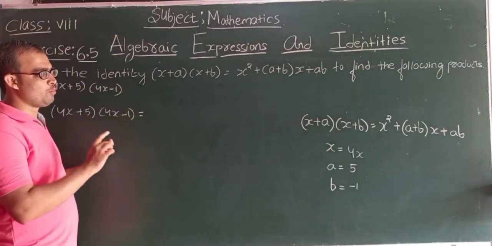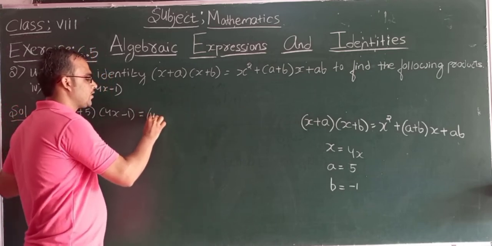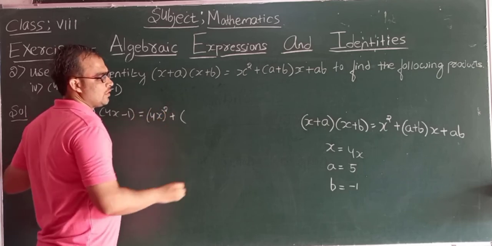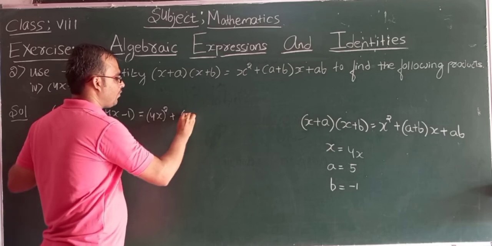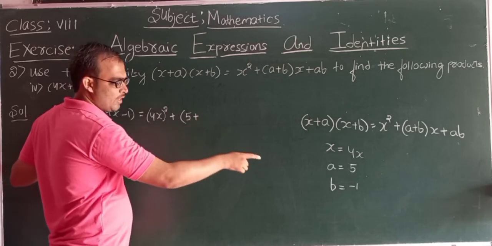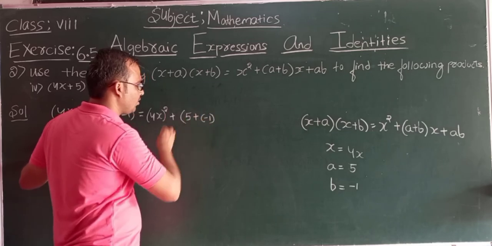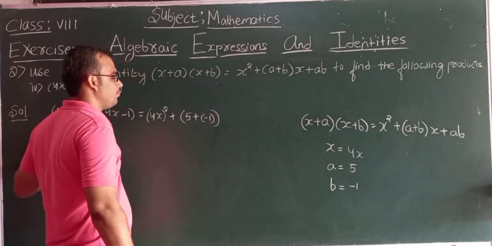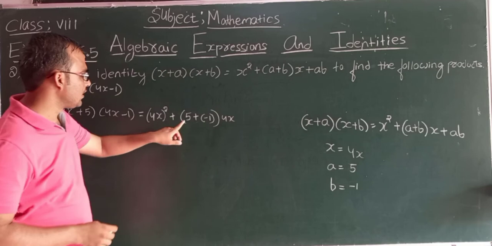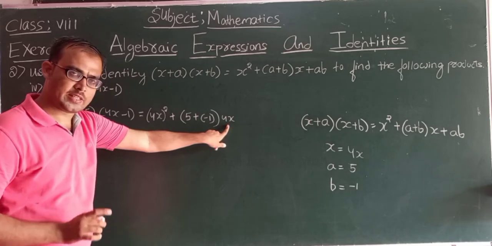Now we'll put these values in the formula. What is the formula? x square. x means 4x, so x square means (4x) whole square, plus bracket a plus b. a means 5 plus b, which is minus 1. Here a negative number came, so put that in a bracket. Bracket close. Next, into x: what is x? 4x. So this is x square plus a plus b, this is a, this is b, into x, x means 4x.